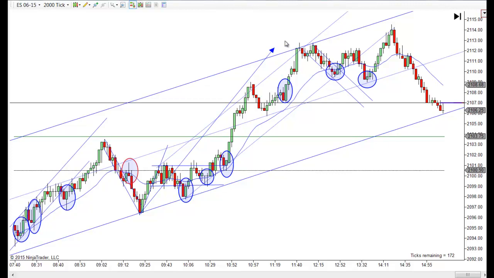This is a second entry, pull back, first entry. Notice that's the first break higher, and then it's pulling back again. And there's the second, so second entry. Imagine that. And it goes higher. I say that tongue in cheek. I don't really mean that.